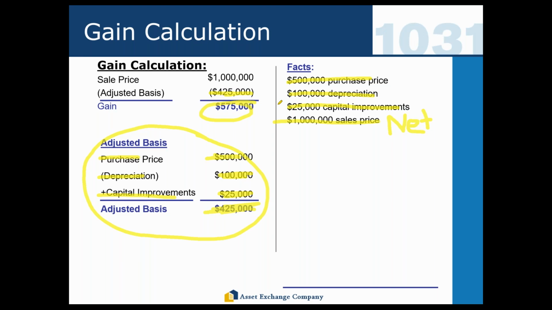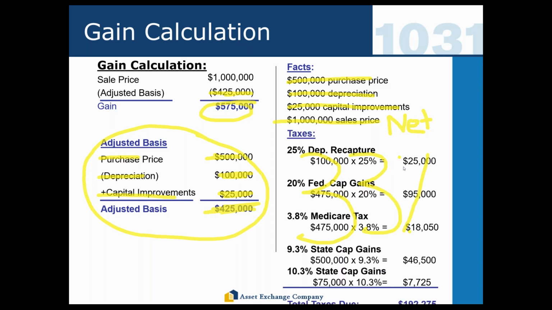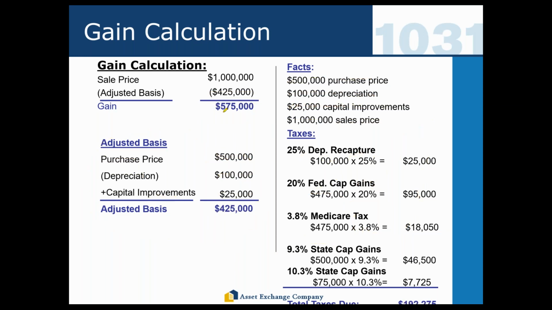Nowhere in these calculations do I need to know how much debt you have. That does not factor in to the circumstance. Now, the gain is $575,000, but your tax on that gain is going to be about 33%. So the CPA is going to crunch the numbers on all of those taxes we talked about before and come up with a number that is very close to 1/3 of your gain. Your gain was $575,000. When the CPA did his or her number crunching, you've got a total tax liability of $192,000.